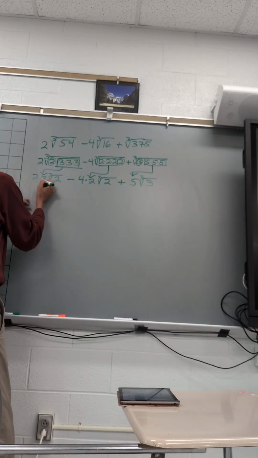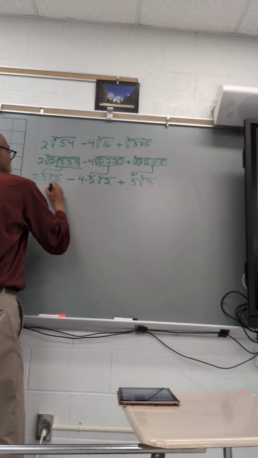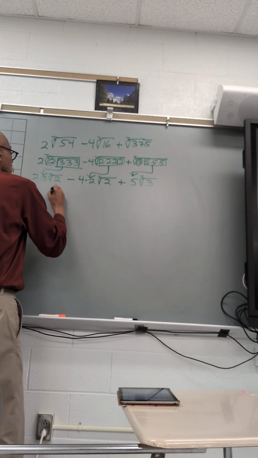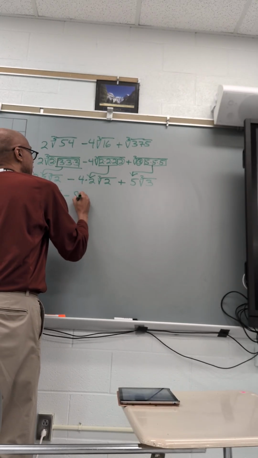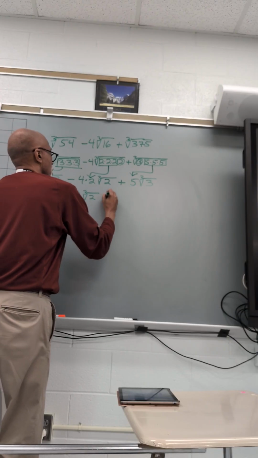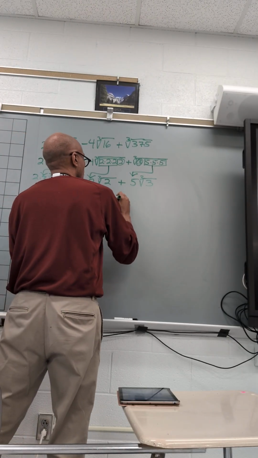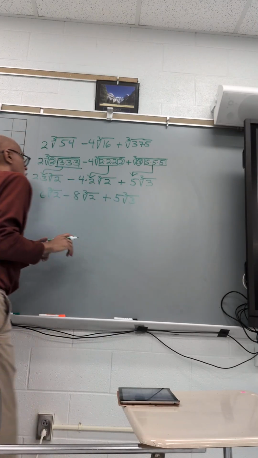So now I have 2 times positive 3, so that's 6 cube root of 2, minus 4 times 2 is 8 cube root of 2. And we should just bring that down, 5 cube root of 3.